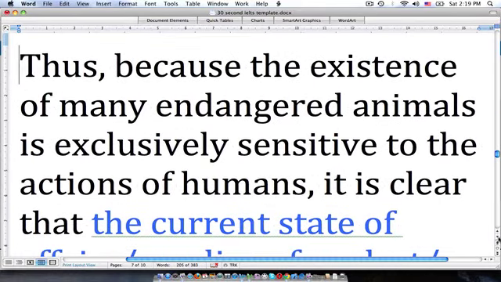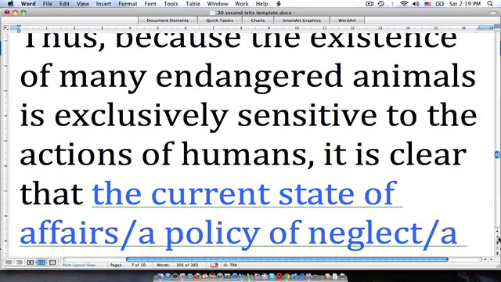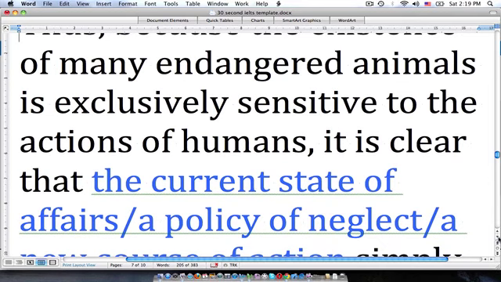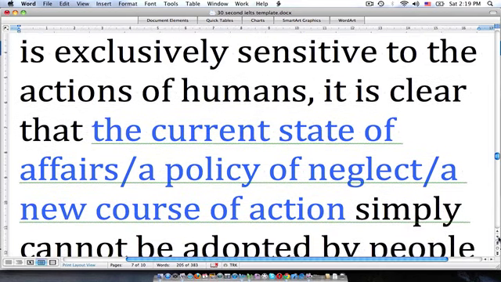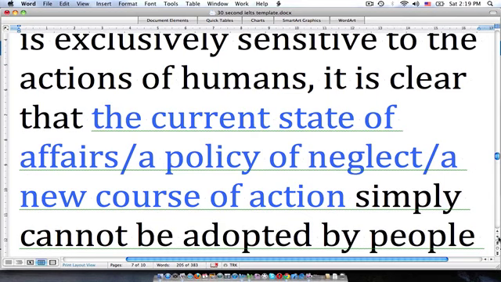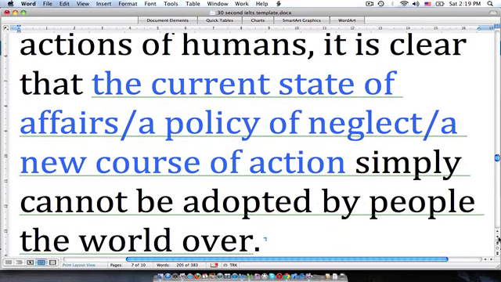Thus, because the existence of many endangered animals is exclusively sensitive to the actions of humans, it is clear that the current state of affairs, a policy of neglect, a new course of action simply cannot be adopted by people the world over.